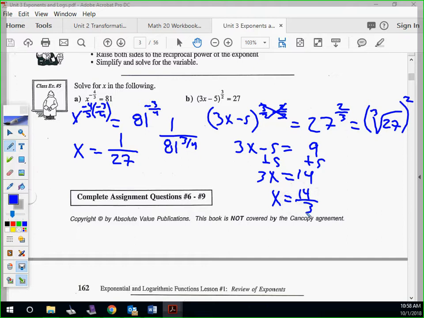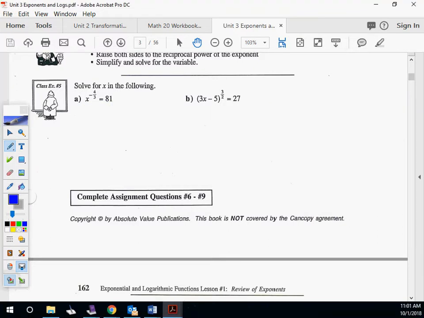Okay, so now Lesson 1 is done. All right, on to Lesson 2, which is, like I said, even shorter.